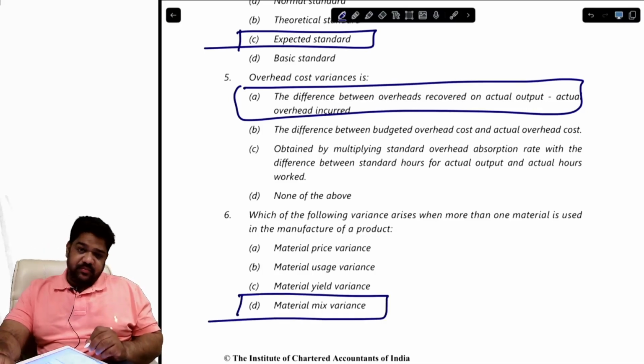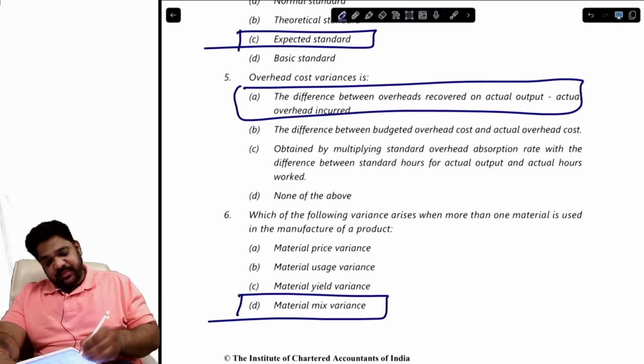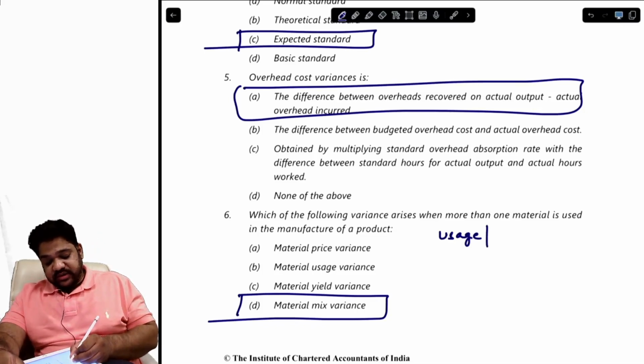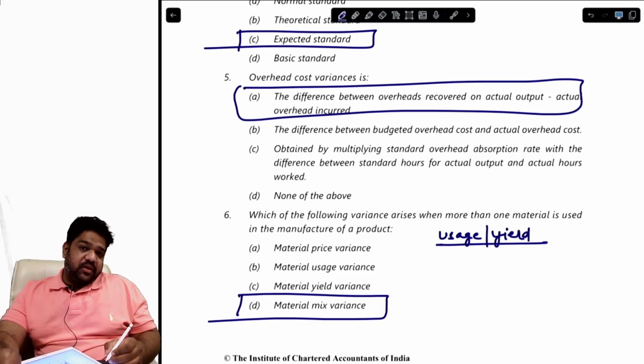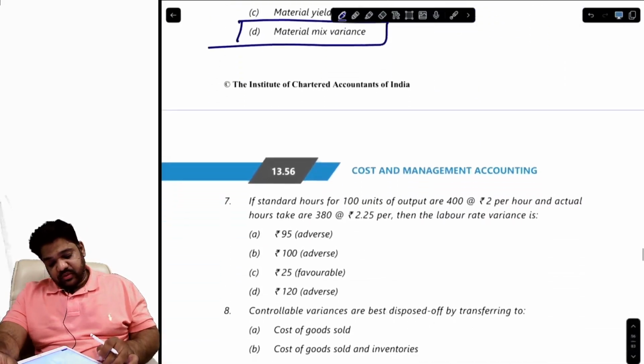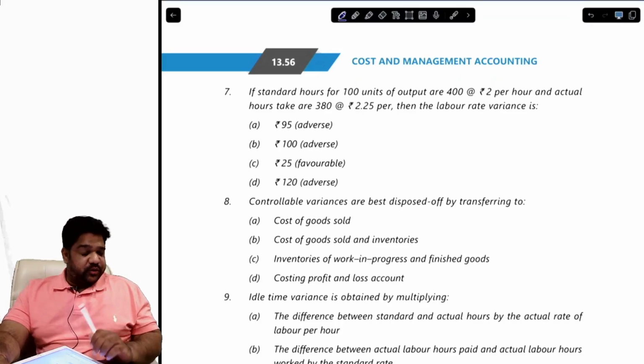Why not yield variance? Because usage variance in the absence of more than one material is also called yield variance. But the mix variance can only and only happen in that one situation. Correct. So we'll have to stick to mix and not usage.